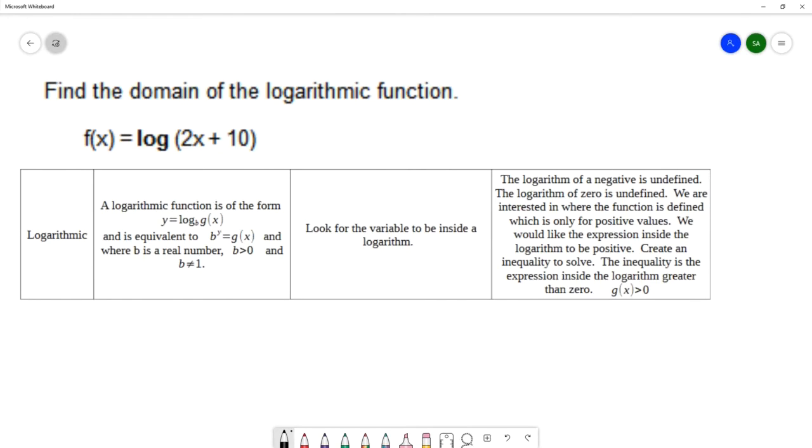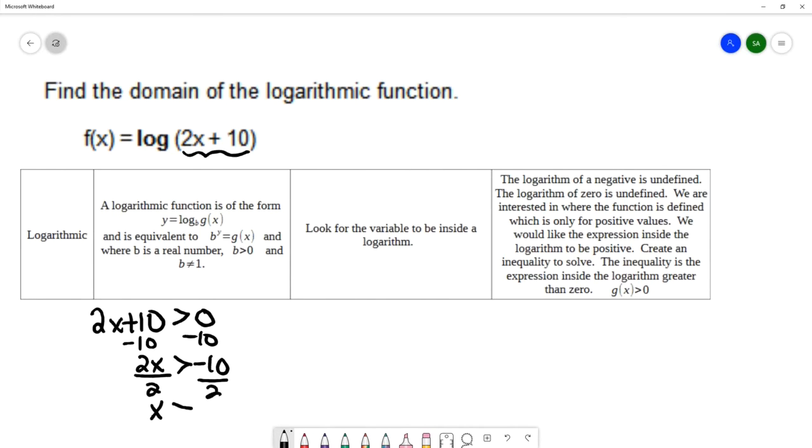So for ours, the expression inside the logarithm is 2x plus 10. We create the inequality of 2x plus 10 is greater than 0, and we solve. So we're going to subtract 10 to get 2x is greater than negative 10. We're going to divide by 2 to get x is greater than negative 5. So if we think about that on our number line, we would mark negative 5 with an open circle because we don't want to include negative 5. If we included negative 5, that would cause a 0 inside the logarithm, and that is undefined. And we want the values that are greater than negative 5. And so that's negative 5 to infinity. So this will be our domain.